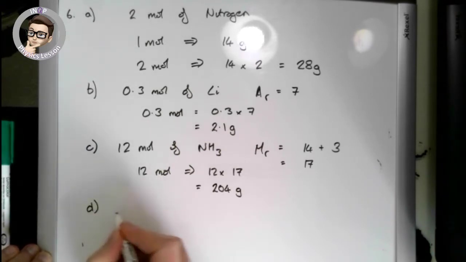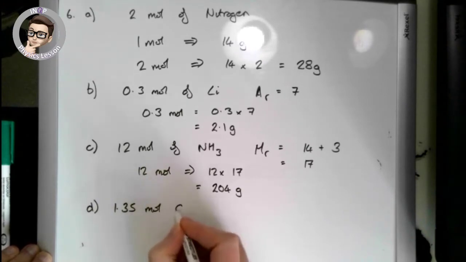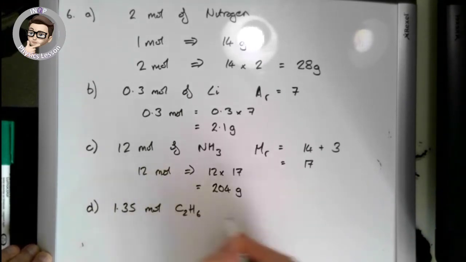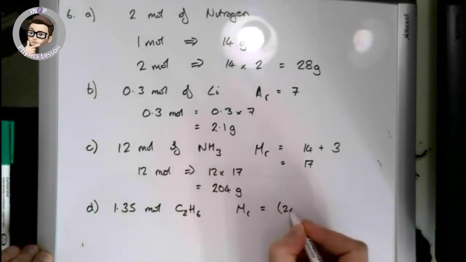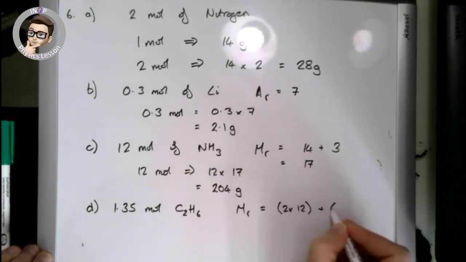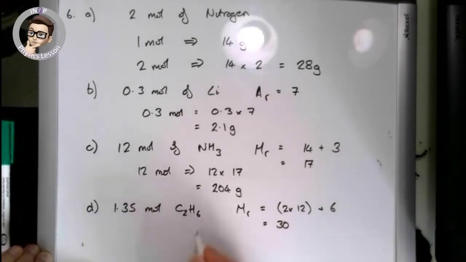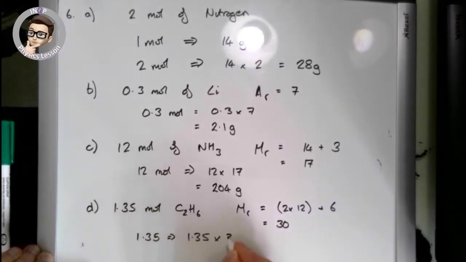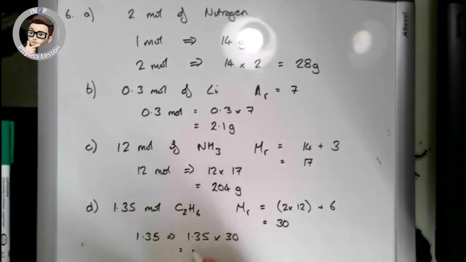And part D, we've got 1.35 mole of C2H6. So my relative molecular mass is going to be 2 times 12 plus 6, which is going to give me 30. So 1.35 mole is going to be 1.35 multiplied by 30, which is going to give me an answer of 40.5 grams.